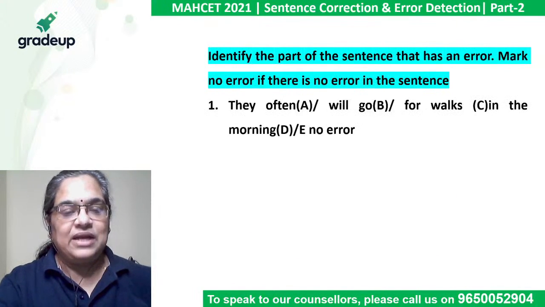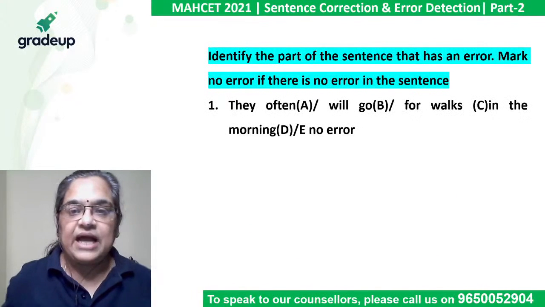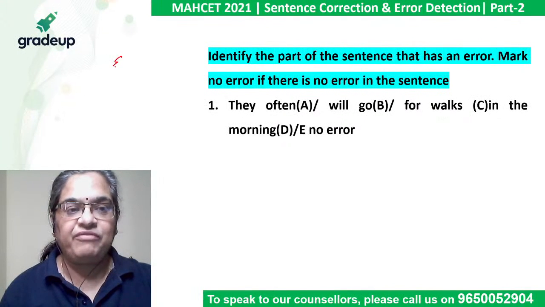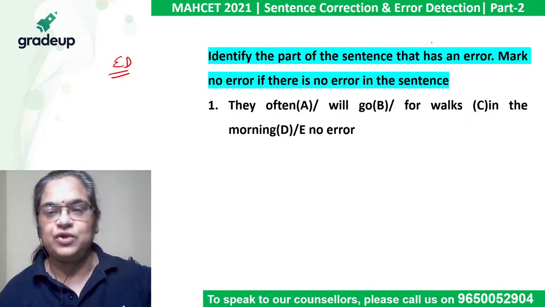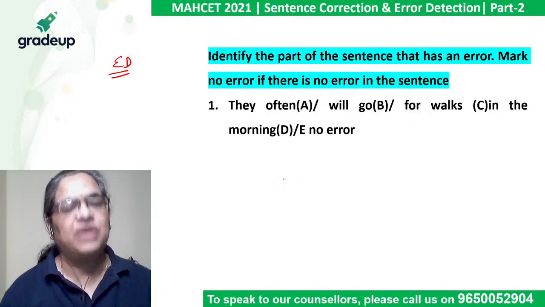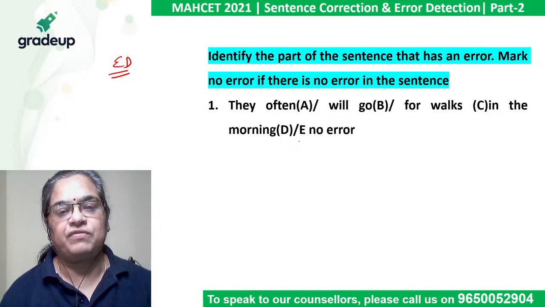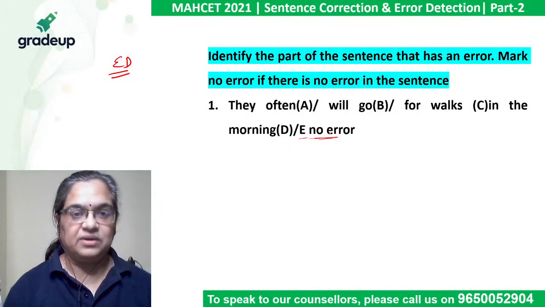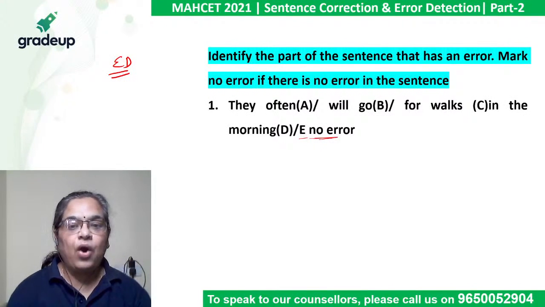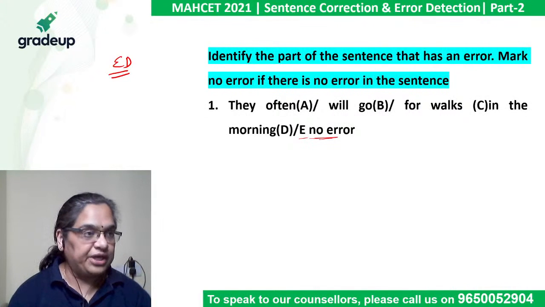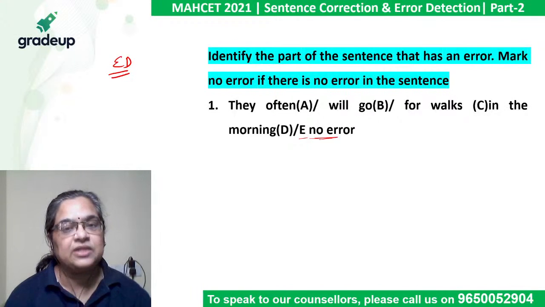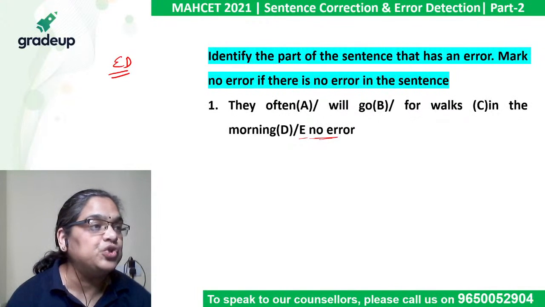All right, let's look at the first sentence. Identify. So this is basically error detection, okay, where a sentence is divided into 4 parts or 3 parts, and the fourth part or fifth part would be where if there is no error, you mark no error. All right, so: they often will go for walks in the morning. Which part of the sentence has an error? If it has, otherwise mark E, which means no error.